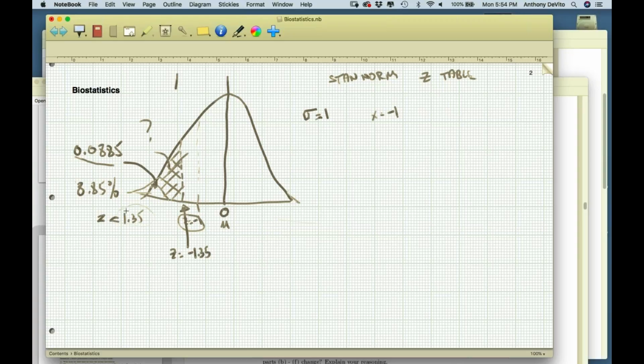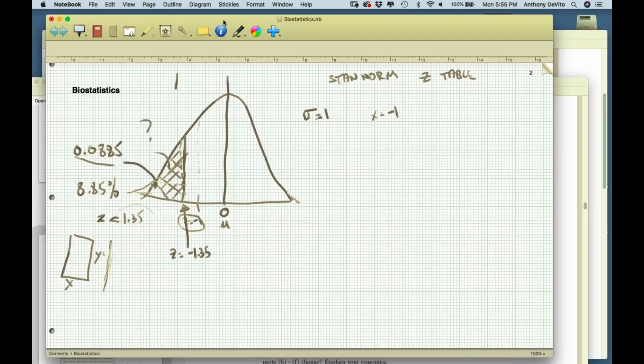Don't worry about the idea that it's less than in this case, because the value 1.35 is a straight line. Straight lines have no area. If you have a rectangle, we know that the area is x times y, right? But there's no x here on the line. It just has no dimension, so it has no area. So it doesn't matter whether you look at this including 1.35 or not including 1.35. Just look for 1.35, figure out what the area to the left of that is.